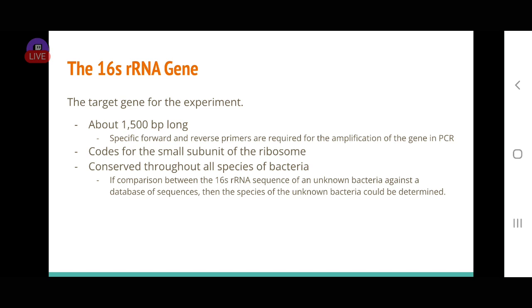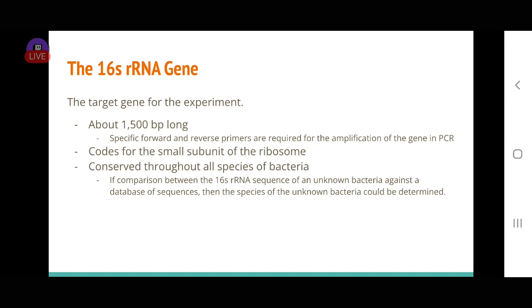The gene of interest is the 16S rRNA gene. It's about 1,500 base pairs long, and in the PCR step you'll need specific forward and reverse primers for the amplification of this gene. The 16S rRNA gene codes for the small subunit of the ribosome, which is involved in the protein-making process, specifically translation, and it's conserved throughout all the species of bacteria.